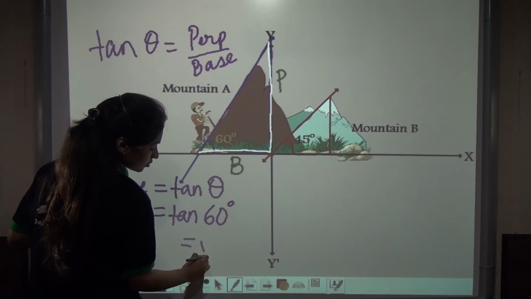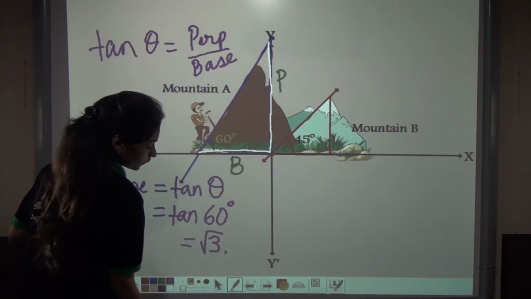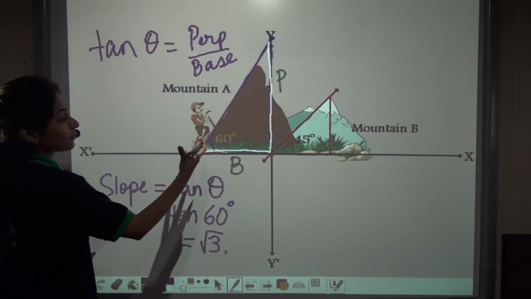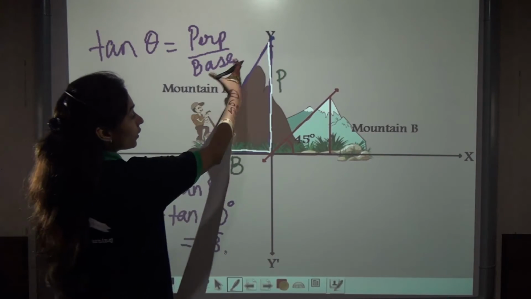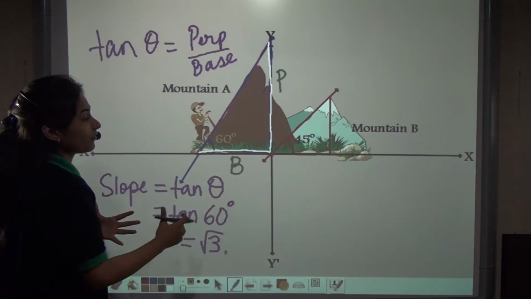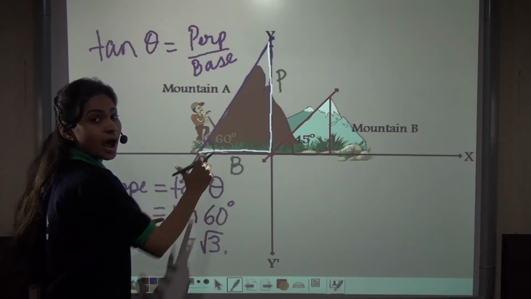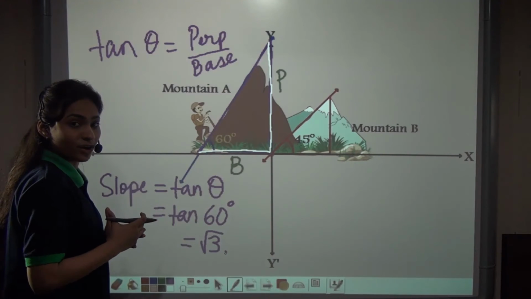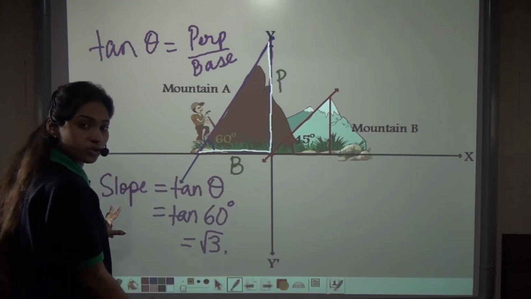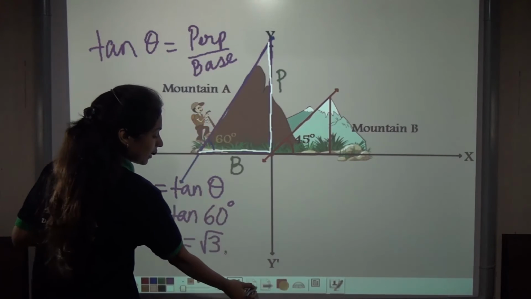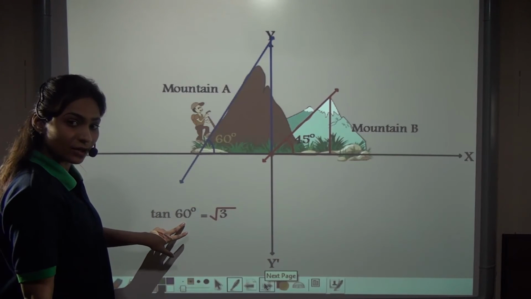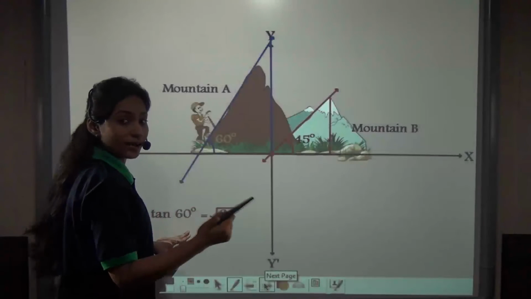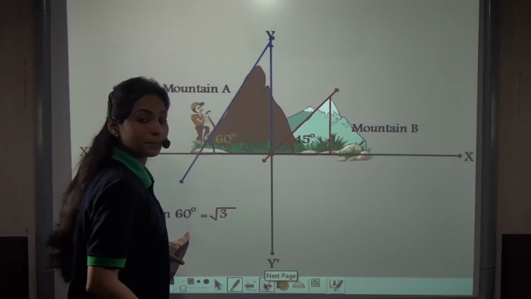So tan 60 is root 3. So without actually subtracting y2 minus y1 by x2 minus x1 or taking out the coordinates of these mountains, we simply found out the angle of inclination, and using the tan trigonometric function, we found out the slope. So slope of mountain A is root 3. By tan 60 we got that. Now can you find out the slope of mountain B yourself?